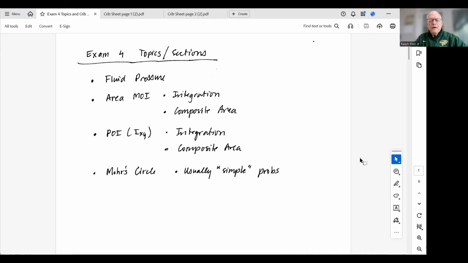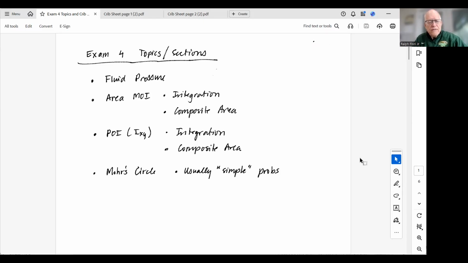So these are the topics on a typical Missouri S&T exam 4 for statics. There are 4 sections. The first section is fluid pressure, and we'll work some examples of those later and go through some of the principles later. The next section is area moments of inertia, Ix, Iy, and you need to be able to integrate for those and find Ix or Iy for a composite area.